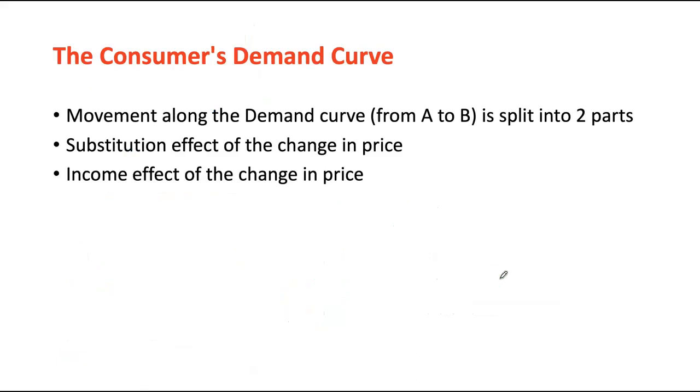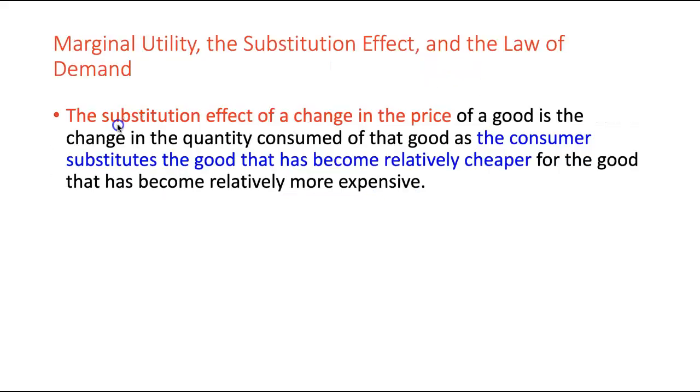We can also expand this concept a little further and see how we actually move from point A to point B. This movement from point A to point B that we just saw as price of X went up can be split into two parts. The first effect is going to be called the substitution effect, and the second effect is the income effect. Both these effects arise because of a change in the price of our good, and in this case the price of X was going up.